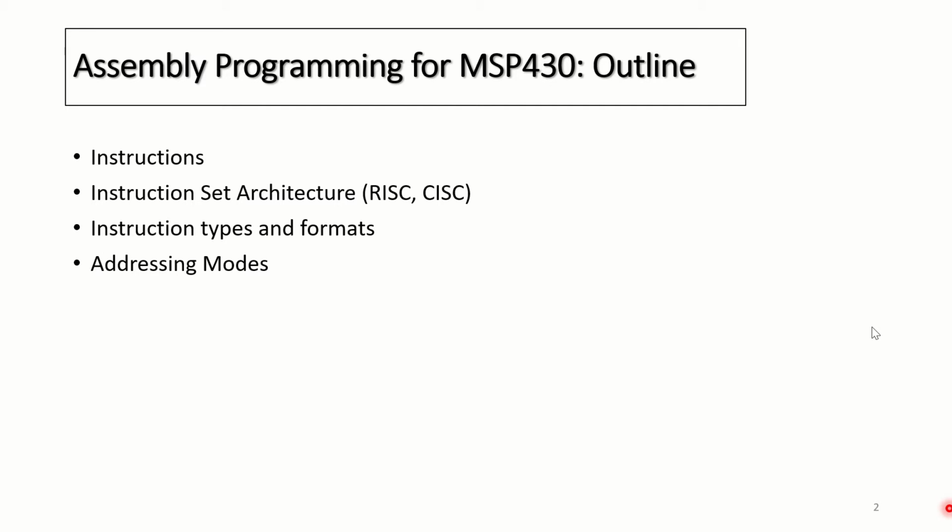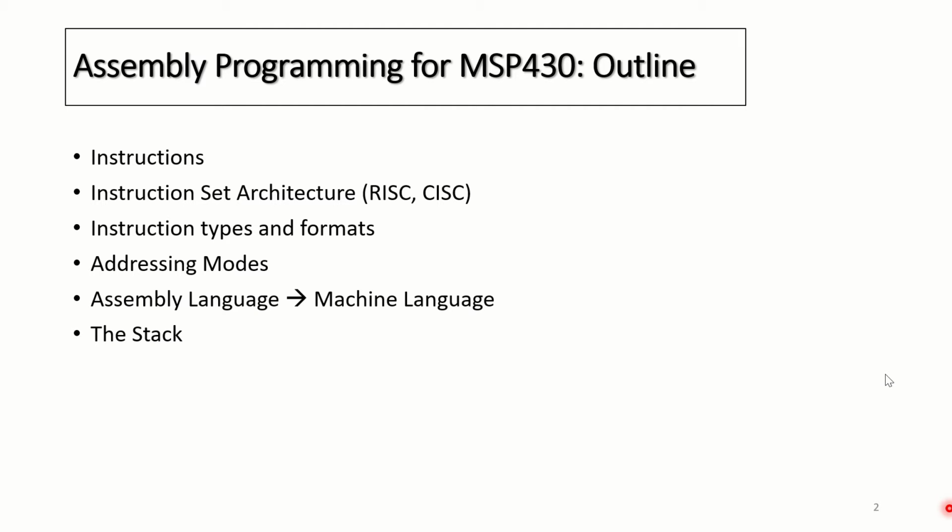As the fourth topic, we'll see the 7 addressing modes in assembly programming for MSP430. After the addressing modes, we'll see the conversion from the assembly code to the machine code. Our last slide will be about the stack, its LIFO, last in first out property, and push and pop instructions. Finally, we'll make examples on assembly programming in Code Composer Studio to see how the instructions are executed, and we'll observe the memory and registers to see the outcome of these instructions.